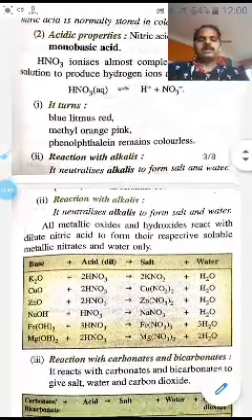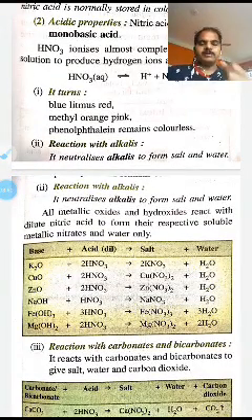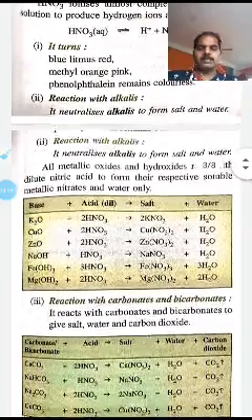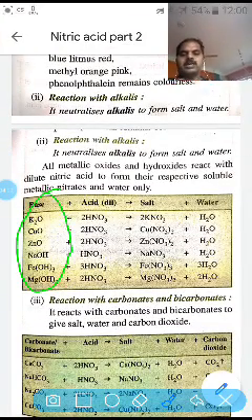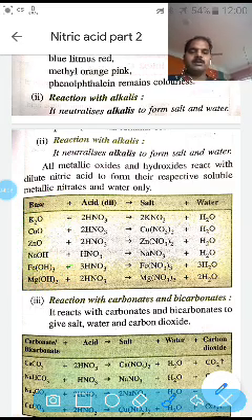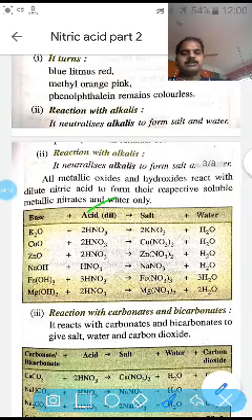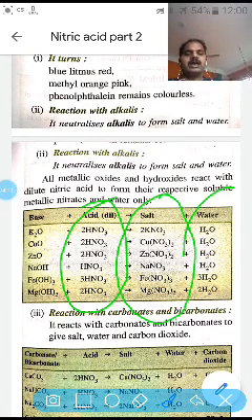Now, reaction with an alkali. Acids have the inherent property to react with an alkali, and alkalis can be of different types. We have in this table potassium oxide, cupric oxide, zinc oxide, sodium hydroxide, ferric hydroxide and magnesium hydroxide. So, nitric acid reacts with all of them to form corresponding salt and water.